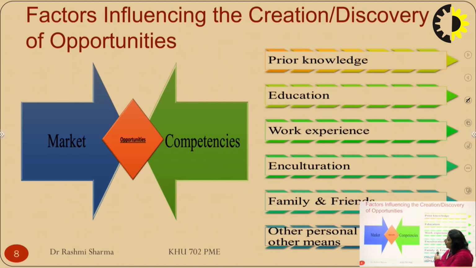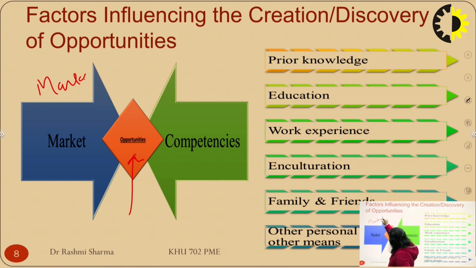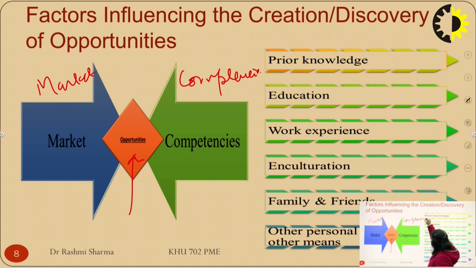So what are the factors affecting the creation or the discovery of opportunities? So here is the opportunity. This orange one shows the opportunity. These are our market, if you're not able to see, and these are our competencies. Competencies are basically our skills and what all things we can have.